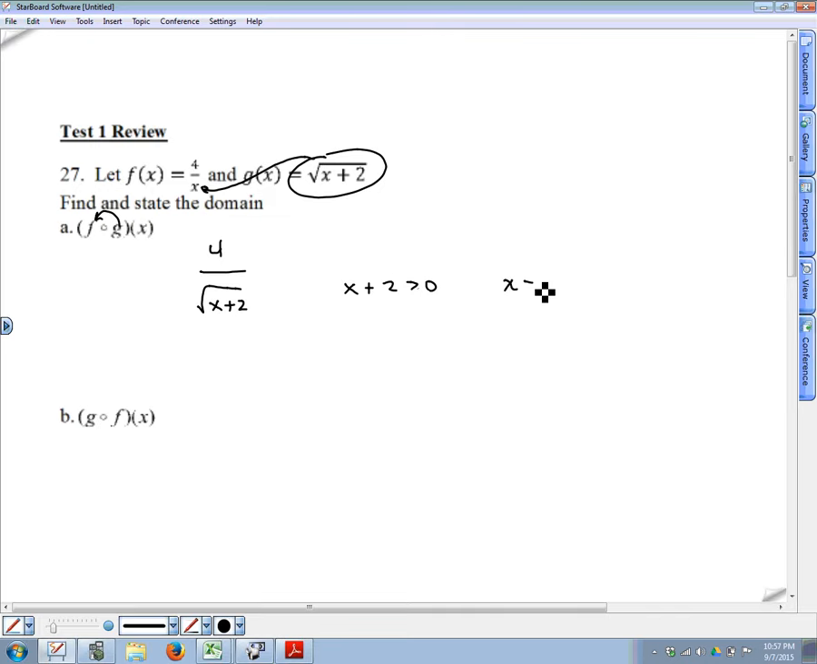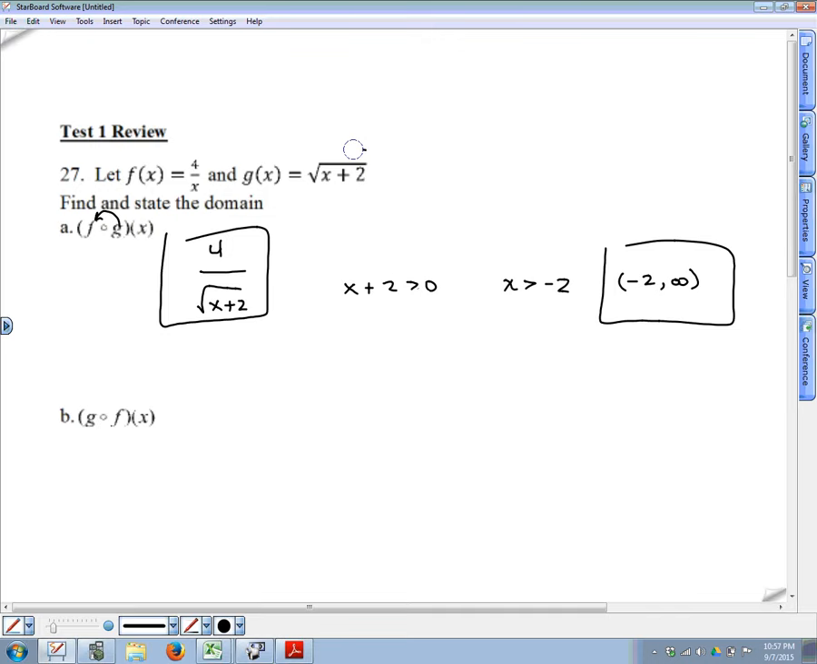It's pretty easy to solve. Subtract 2 on both sides. X is greater than negative 2, or from negative 2 to infinity. So this was f of g of x, and this was the domain. There were two things you had to find on part A. Now for part B, now the f function is going inside the g function, so the f function goes inside g right there. So this is going to be the square root of 4 over x plus 2.